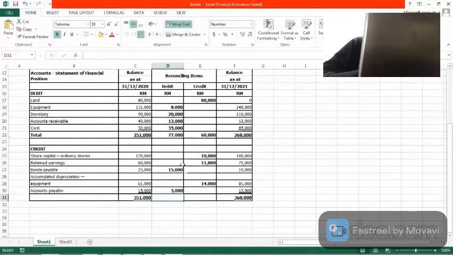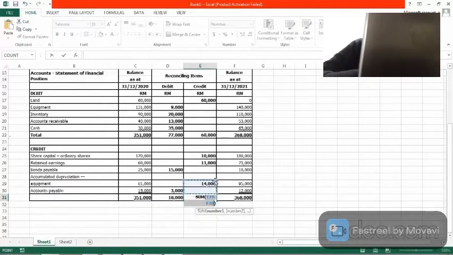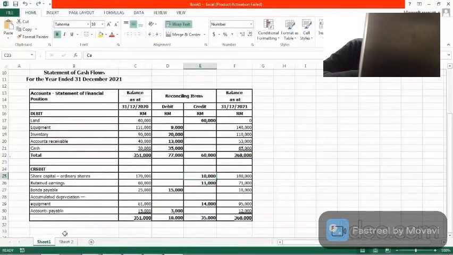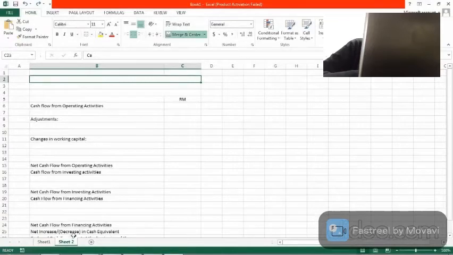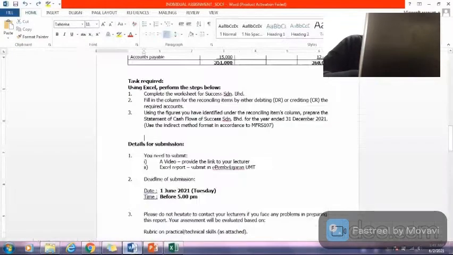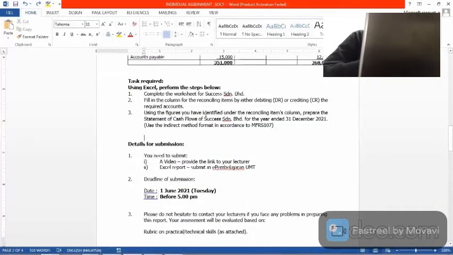And then we will get the total of the debit side and credit side. Auto sum, enter. Auto sum, enter. Okay, so next we'll move on to requirement 3. Using the figures you have identified under the reconciling items column, prepare the statement of cash flow of Success Neighborhood. Use the indirect method format.